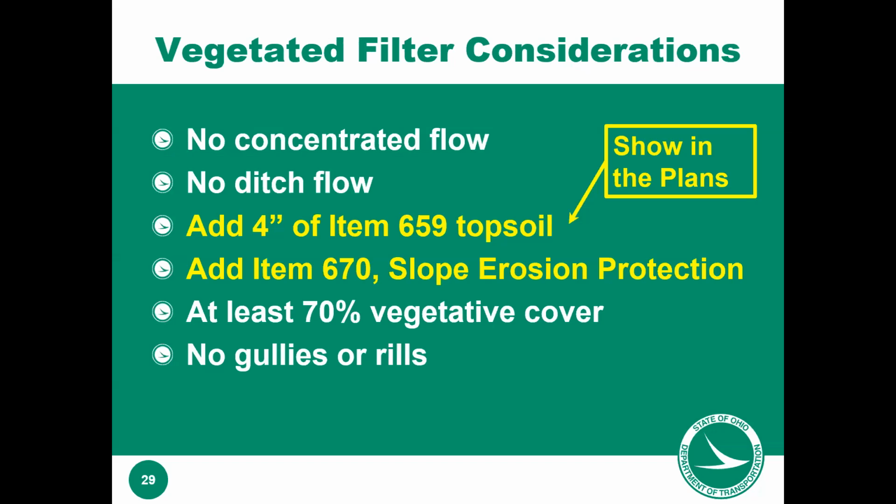So on a set of plans, you wouldn't really see too much. Hopefully it would call out the BMP in some part of the plans, but you're basically just going to see some topsoil and some slope erosion protection, which is just that green mat on a set of plans. Which is why it's relatively inexpensive. The topsoil just helps with grass establishment and a little bit of additional infiltration. And the slope erosion control mat helps with grass establishment and keeps the grass in place. And then from a performance standpoint, there has to be at least 70% vegetative cover and no erosion, no gullies or rills. And that's how that works.